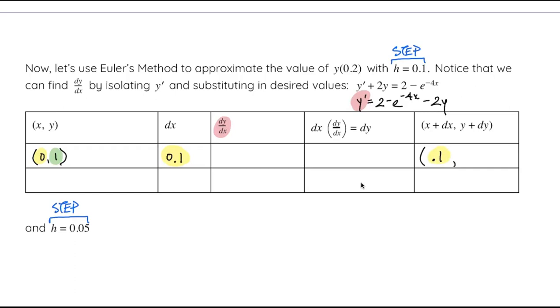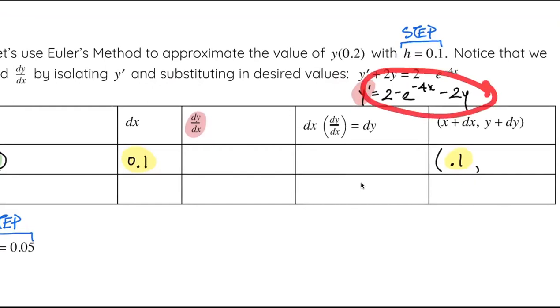Well, if we're going to add a little bit to the x, we have to add a little bit to the y as well. And how do we know how much to add to the y? That depends on the differential equation. So we're going to take our x and y values and plug them into this equation, and that will give me my y prime or my dy/dx. With a little mental math, we've got 2 minus e to the 0 minus 2, which gives us 2 minus 1 minus 2, or negative 1.